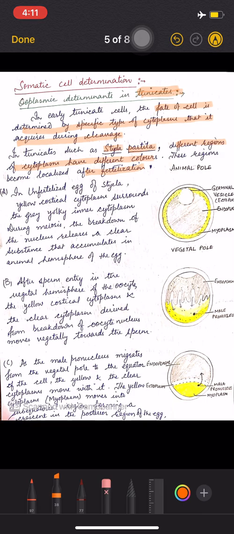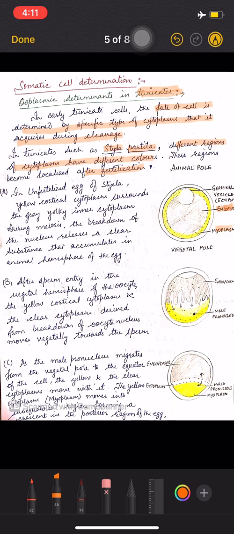So here in this first diagram you can see that the yellow colored part will form the future myoplasm. It surrounds the gray yolky inner cytoplasm. The inner cytoplasm will ultimately form the endoplasm, right?